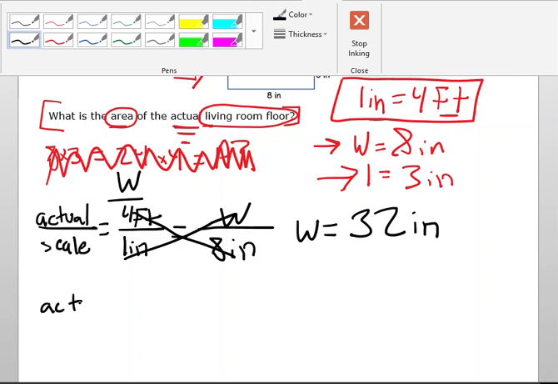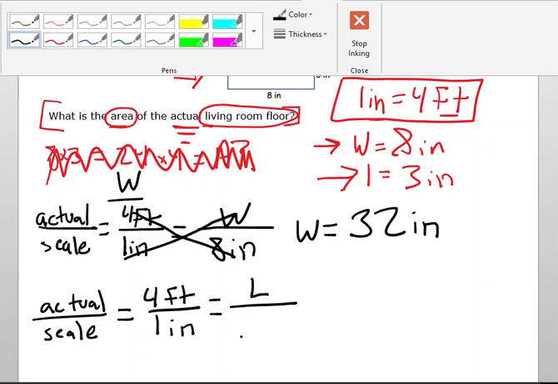Now I want to find my length. I have the actual and I have the scale. I'm going to do it again. I'm going to put the scale 4 feet over 1 inch, and then I'm going to put my L over 3 inches. I want you to notice that my inches is in the denominator here, and feet in the numerator, so this is going to be feet. And my width is also, oops, silly mistake, Ms. Syed, my width is also in feet.